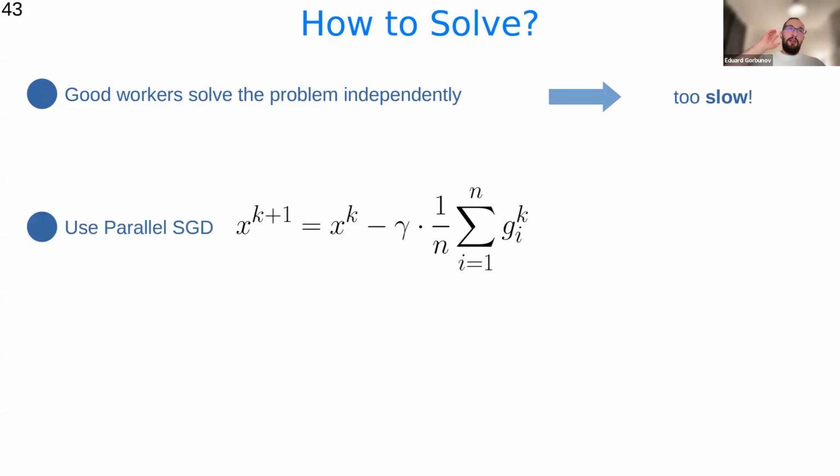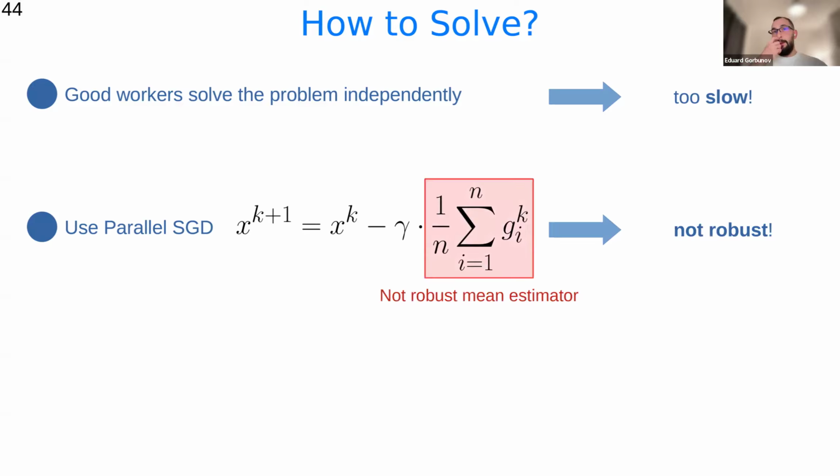Another idea is just to blindly use this averaging in the hope that it will converge somehow, maybe not to a very good solution, but to some solution. But of course, in this case, even one Byzantine worker can break the entire method, mainly because averaging is not a robust mean estimator.